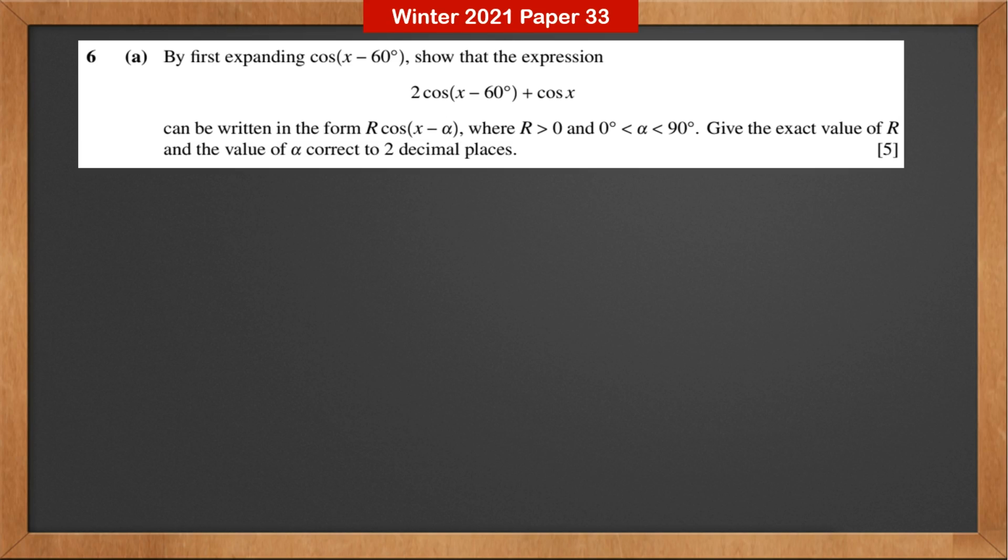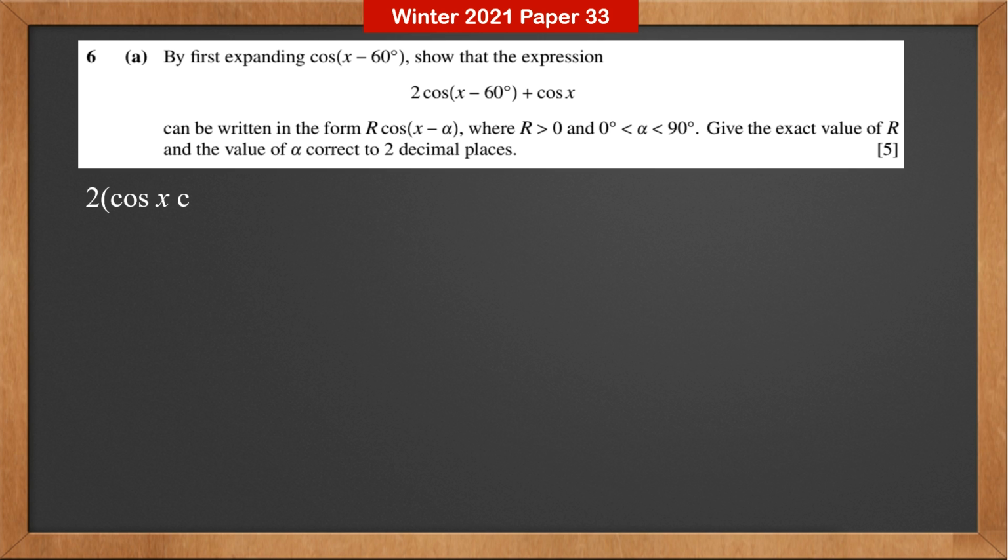Question 6a. By first expanding cosine(x - 60 degrees), show that the expression 2 cosine(x - 60 degrees) + cosine x can be written in the form r cosine(x - alpha), where r is positive and alpha is between 0 and 90 degrees. Give the exact value of r and the value of alpha correct to 2 decimal places.